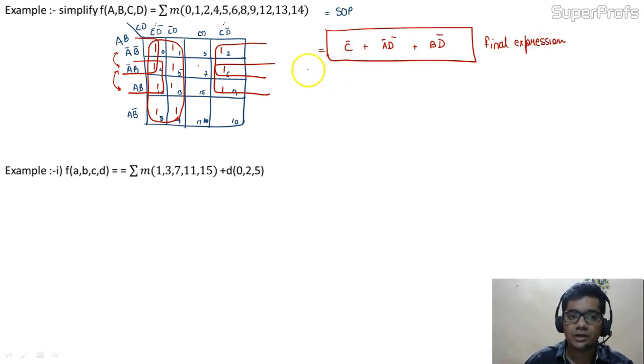So the most important point regarding the Kmap is that when we get its final output, it can't be reduced more. So this is the final reduced or simplified form of this function. Now it can't be reduced to a smaller number of terms. This is our final expression.